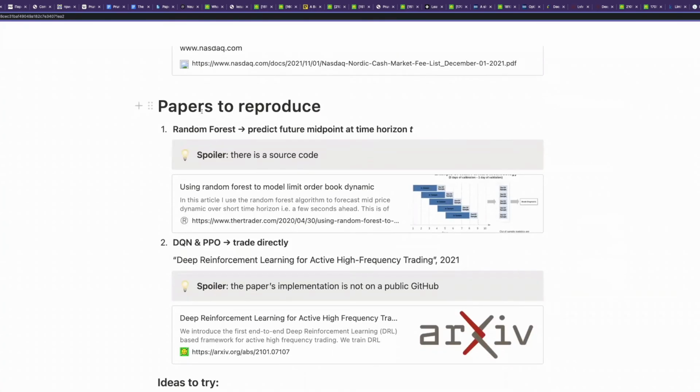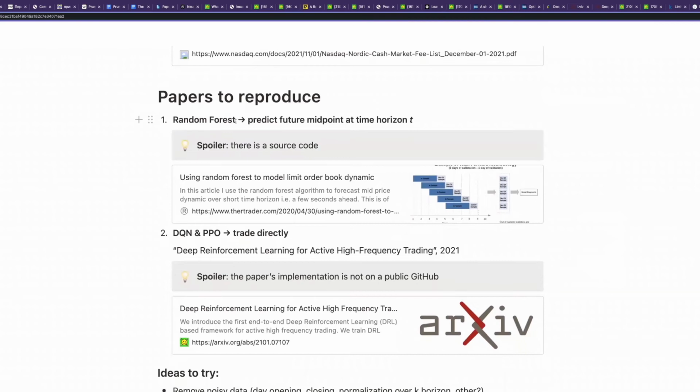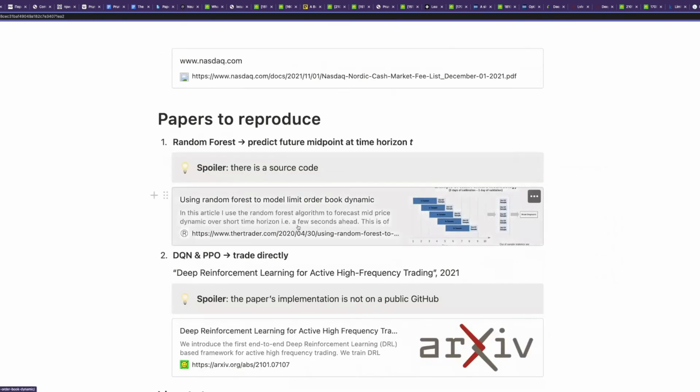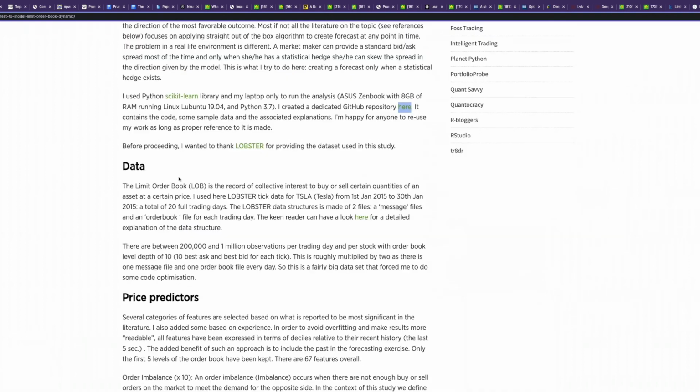And then here we have papers to reproduce. To simplify your life, I already prepared the resources that you will need to complete your homework. Random forest: here is an article as well as source code. Yes, you will have source code for that. You just have to go there, copy paste, run it, execute, and train some agent just to get your hands on it and see some results. Here is the article. It is made on a different data set, so just omit the data section.